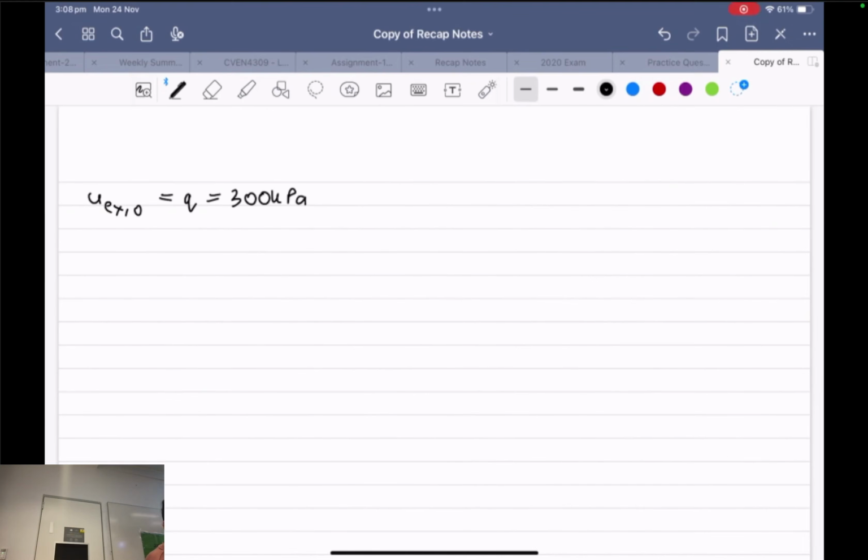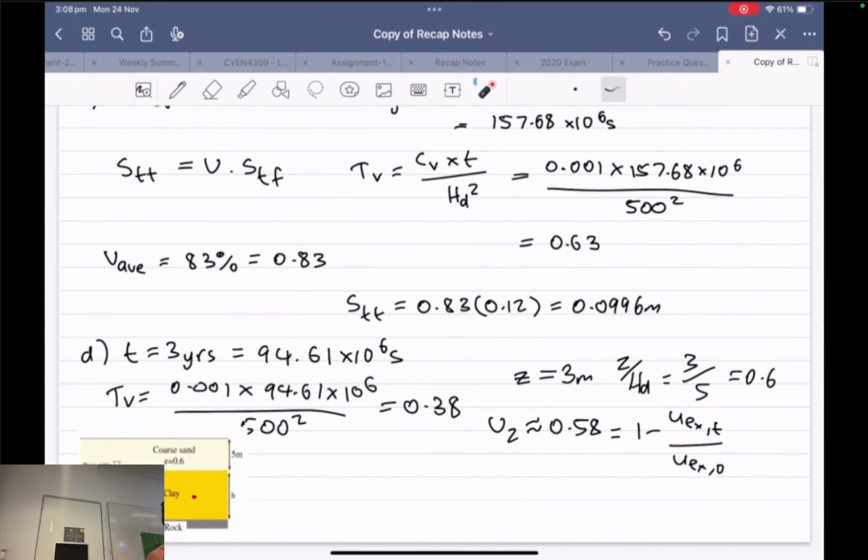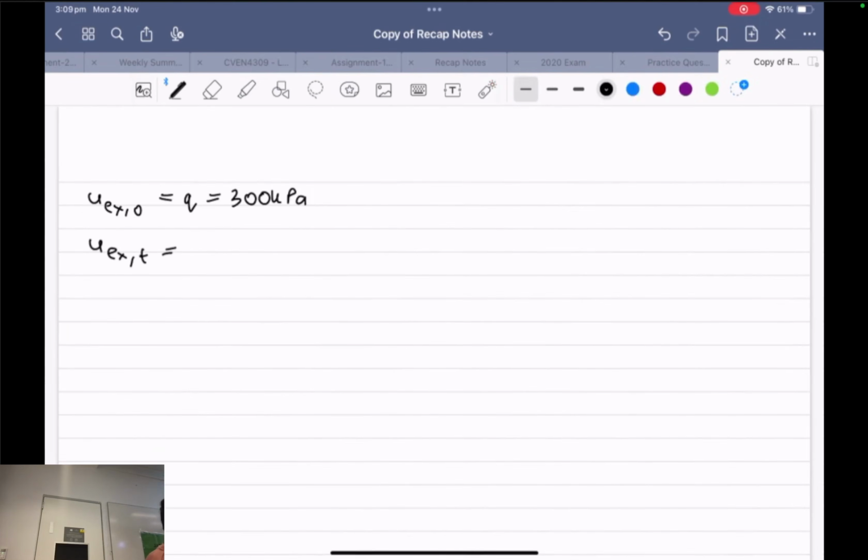Alright, and uet, which is ue at a certain time, we can use a relationship we had here and rearrange for uet. So 0.58 equals 1 minus uet over 300. That means uet is equal to 300 times (1 minus 0.58), which is 126 kilopascals after 3 years. So that's the excess pore water pressure remaining. So the excess pore water pressure dissipated, and the pressure in the water decreased from 300 down to 126.